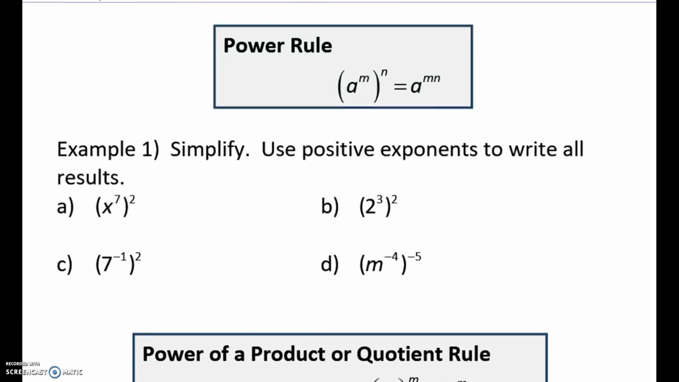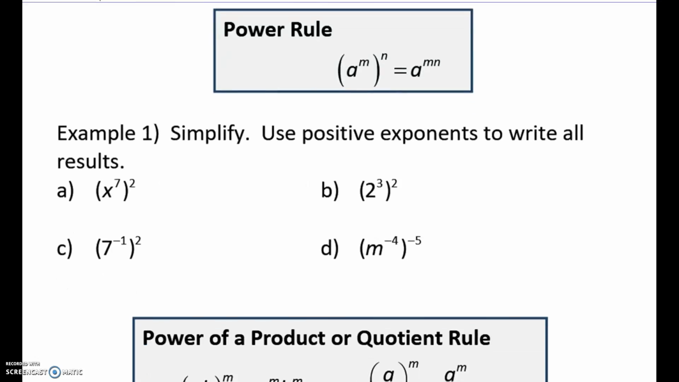So we're going to continue building off of where we were last time, this time by starting with the power rule. And the power rule says that if you have a base with an exponent raised to another power, you simply multiply those powers. So for example, if I have x to the 7th, then squared, that's the same thing as x to the 7 times 2, or x to the 14th.